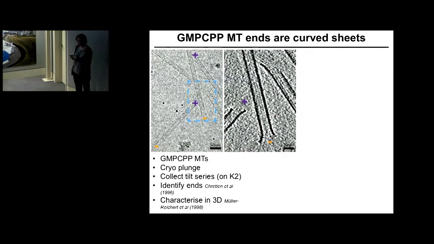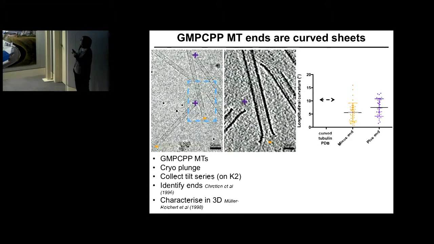We did some quantitation of these ends, and in terms of the longitudinal curvature, which is the way in which the sheet curves away from the axis of the microtubule, there's no real difference between the plus and the minus ends. So longitudinal curvature by itself can't be an explanation for the way in which the CKK domains are recognizing minus ends.